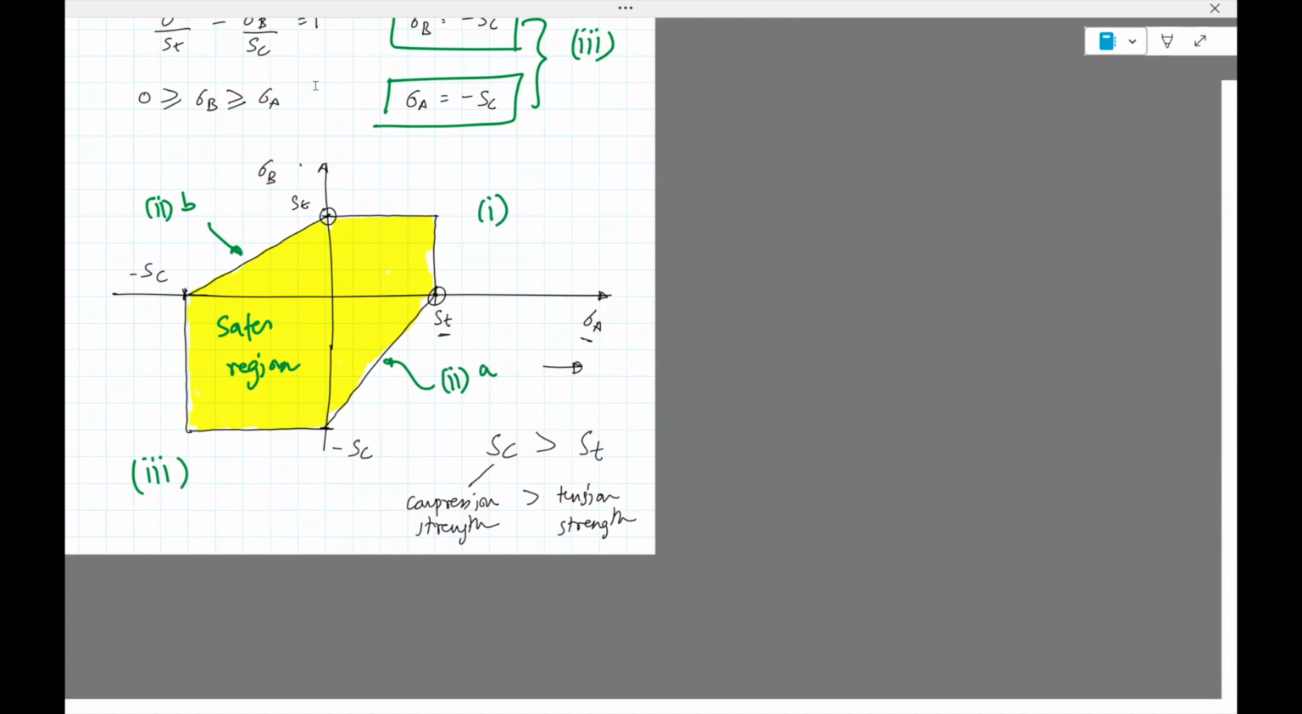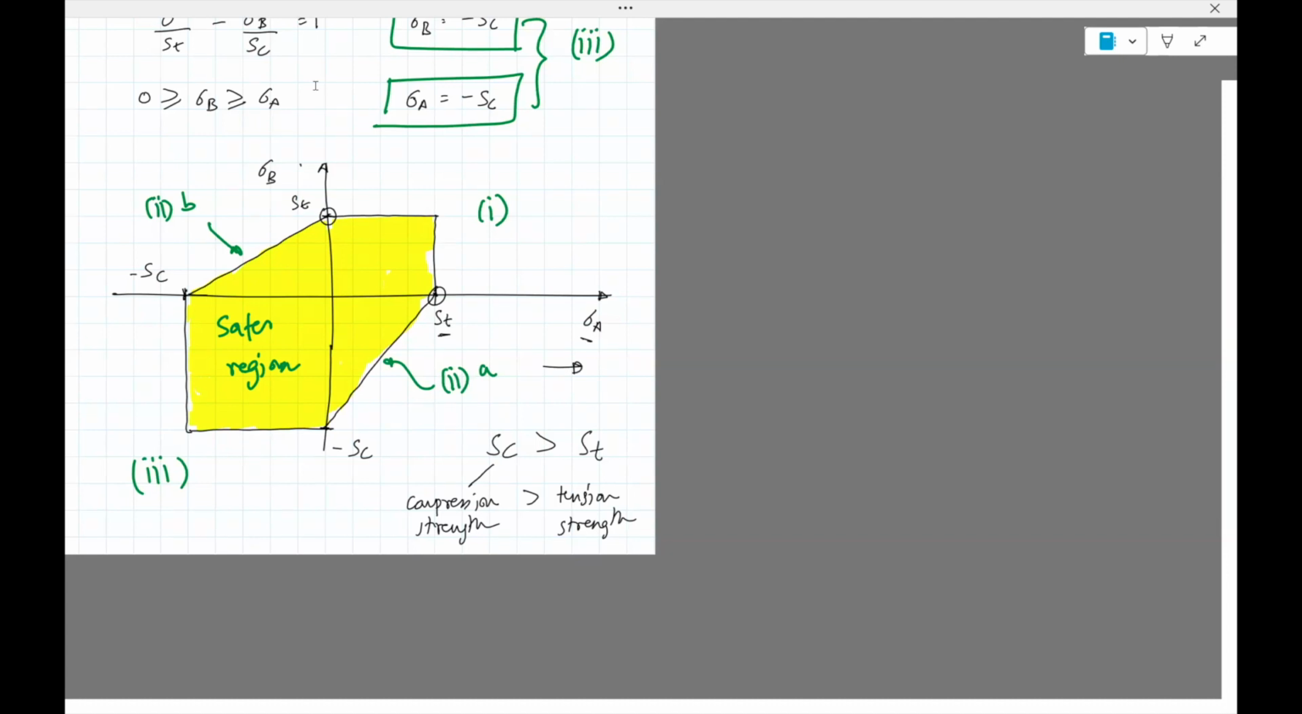So this is a nice way of visualizing, because what you can do now is, once you know ST and SC, all you do is find sigma A and sigma B, and plot that stress on this plane, on this coordinate axis. And as long as that point for that particular random loading is in the yellow region, you could say that the stress is safe. It's not going to break.